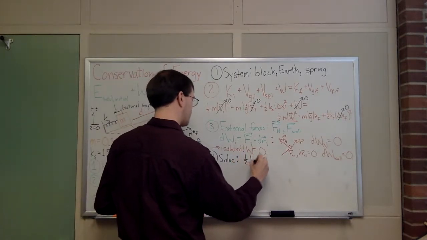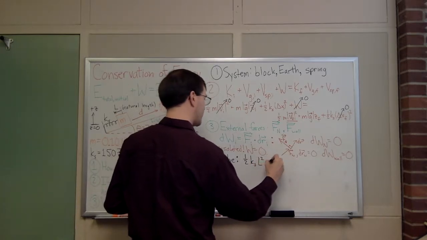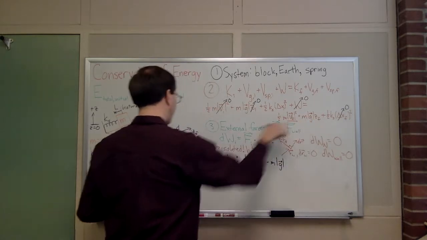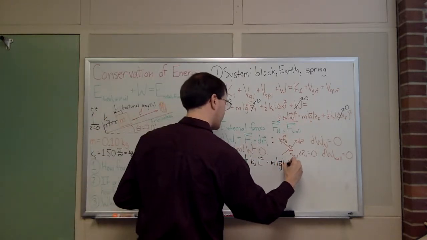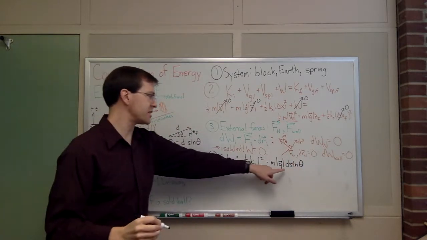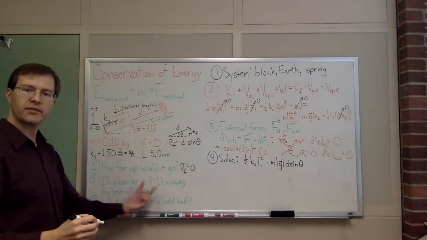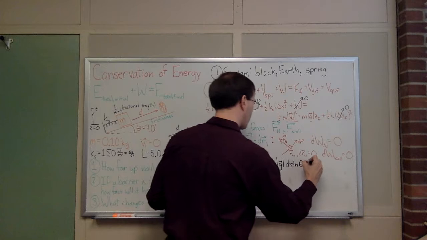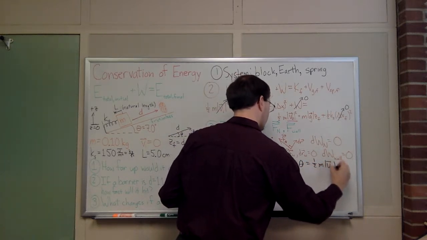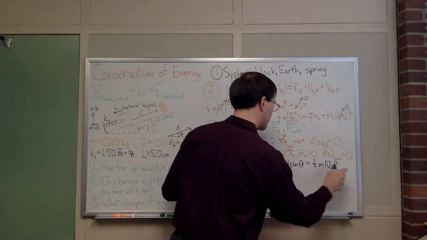1/2 k spring, and my x initial is L, remember, L squared, minus mg, and my z final was this d sine theta. D times sine theta. Again, this isn't the calculus d this time. This is the distance d, the 1.1 meters that I was given over here. So that equals 1/2 m v final squared. There we go. And again, the only unknown is this one.